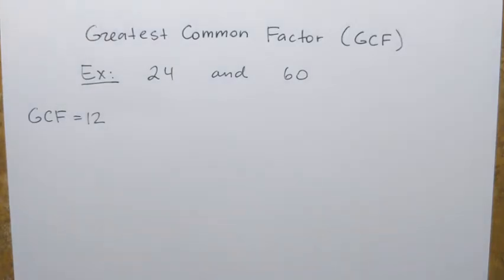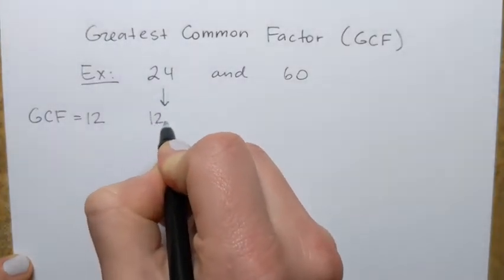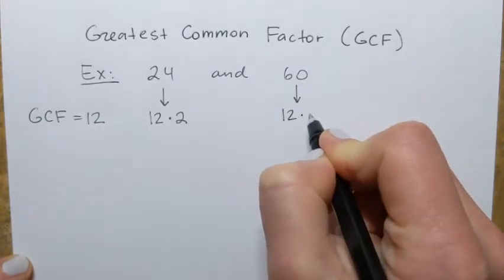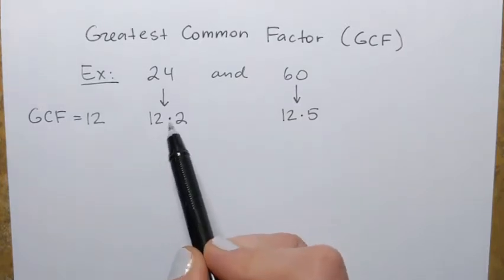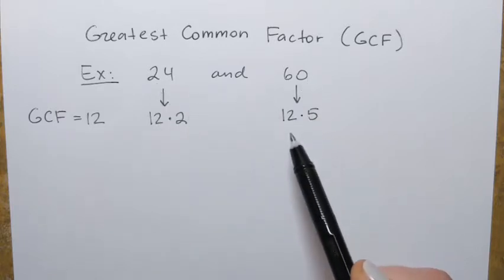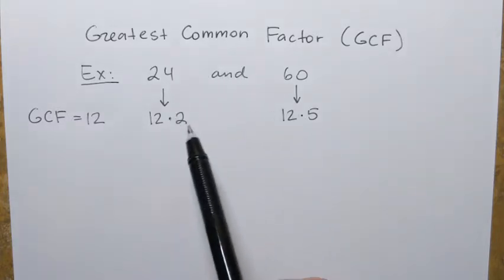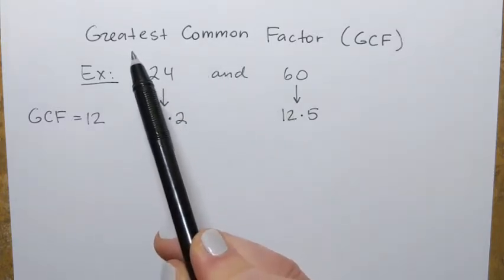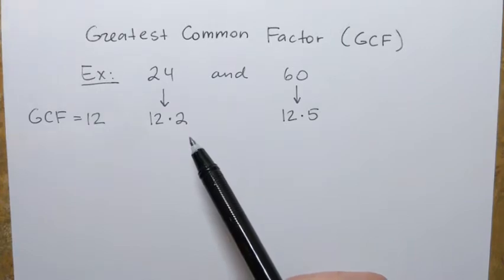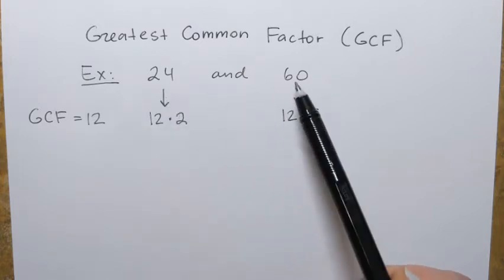Now, what is that special number? Well, it's called the greatest common factor for the following reason. Number 24, I can rewrite as 12 times 2. And number 60, I can rewrite as 12 times 5. So notice how 12 is a part of each number. It's a factor of 24 and it's a factor of 60. And that's why it's called common: it's the same for both. And greatest means that it's the largest number we can find in 24 and 60. In other words, that's the largest common factor we can find in 24 and 60.